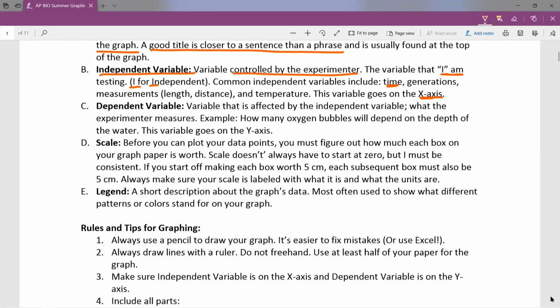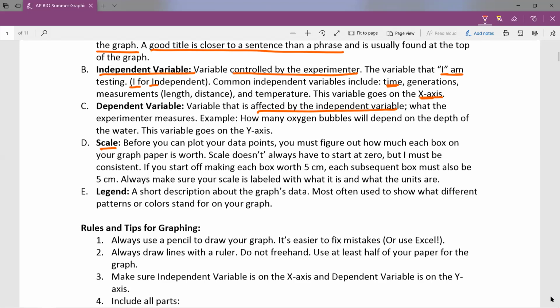Okay, the dependent variable. The dependent depends on, they say, is affected by. I would say the dependent variable depends on the independent. What the experimenter measures. So we'll look at examples later on, but it is affected by the independent variable or dependent on the independent variable. It is actually the results. What you're measuring, I would say it's the results you're getting.